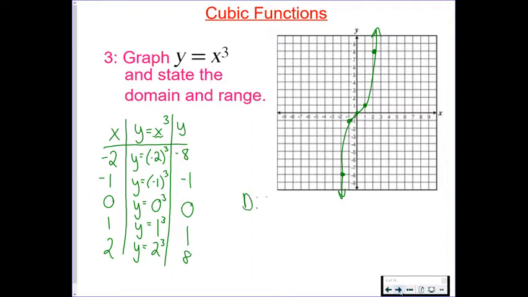The domain, it keeps going on to the left and on to the right. So it's negative infinity to positive infinity because of the arrows. The range is actually the same thing. Negative infinity to positive infinity because it keeps going on down and then it comes back up. And that is a cubic function.